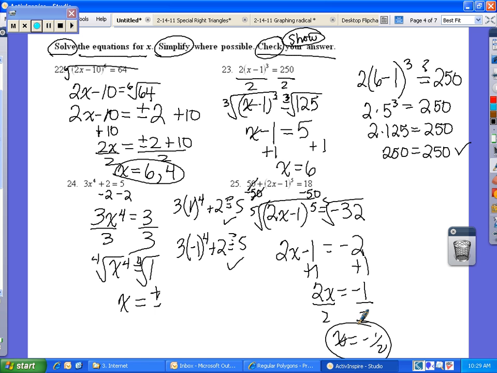Then you could go through and plug that negative half back in, which you do need to show, because remember, we did have to check it, and so show the work to check. All right, this was page 2, and there is one more video for page 3.